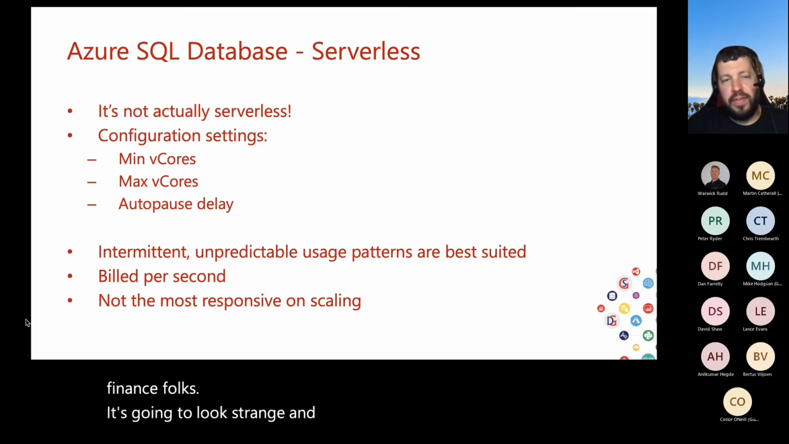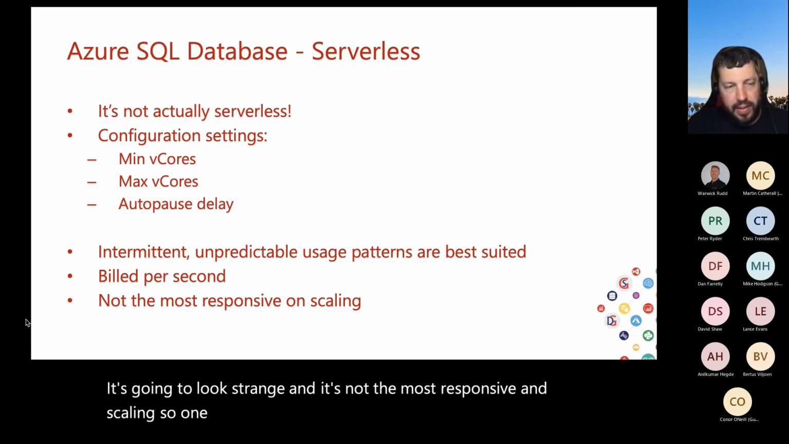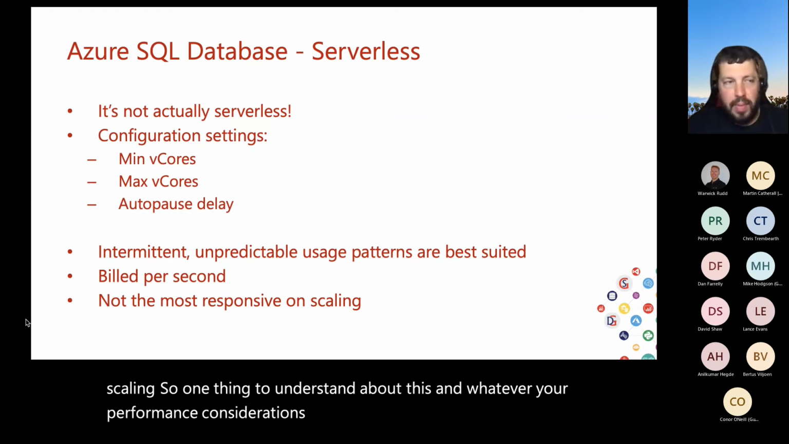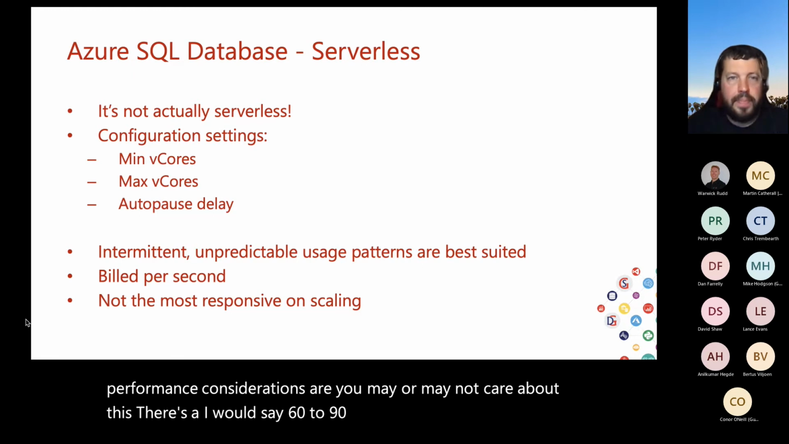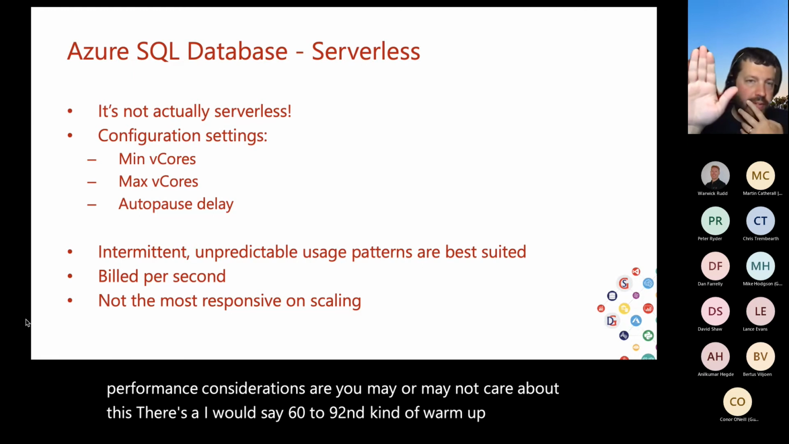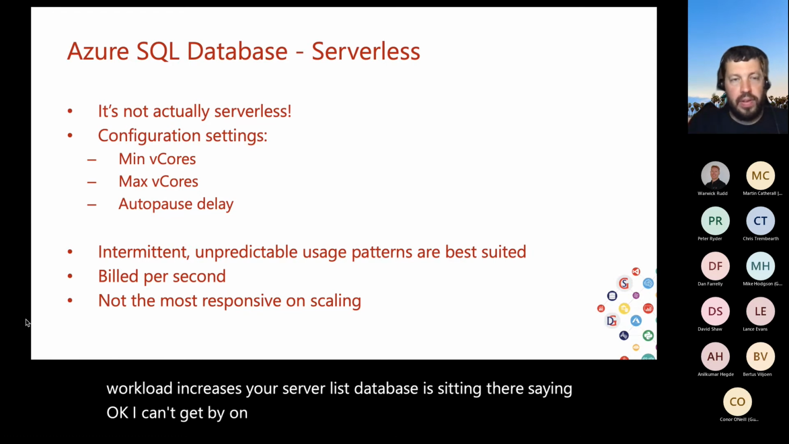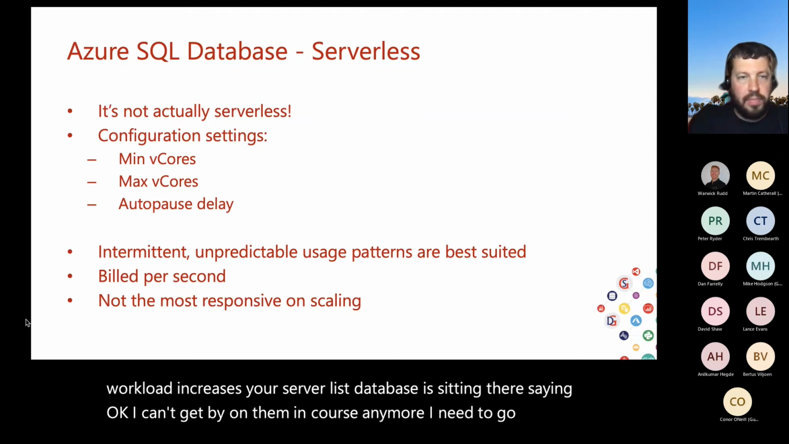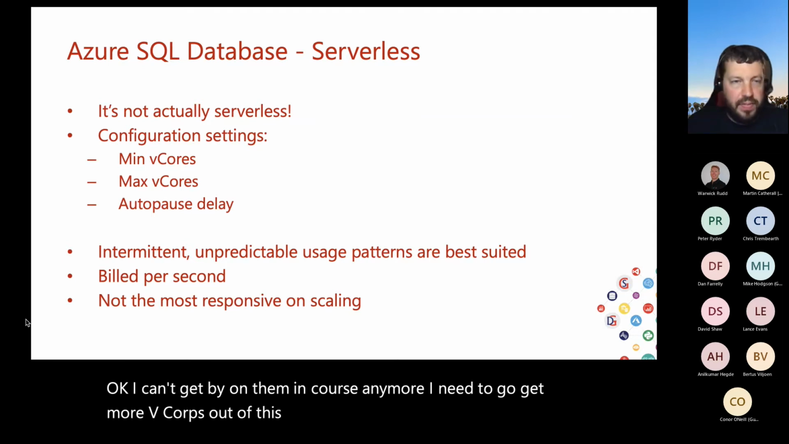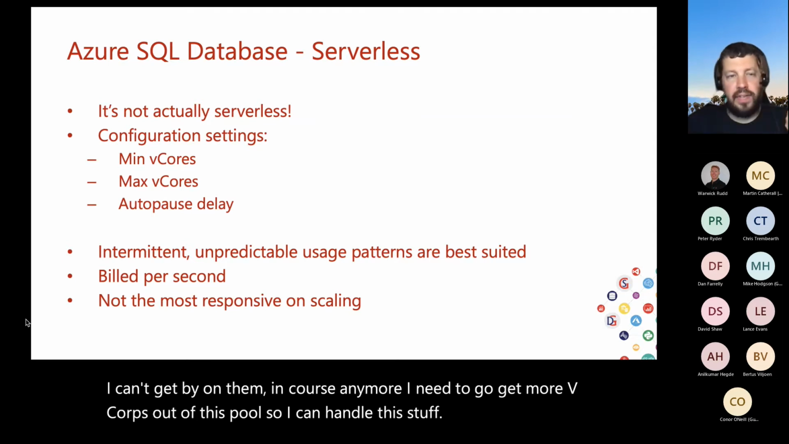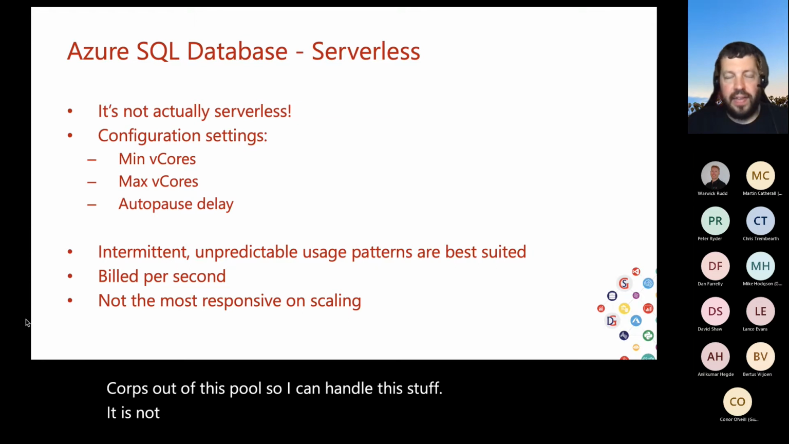It's not the most responsive in scaling. So one thing to understand about this, and whatever your performance considerations are, you may or may not care about this. There's I would say a 60 to 90-second warm up time. As the workload increases, your serverless database is sitting there saying, aha, okay, well, I can't get by on the min cores anymore. I need to go get more vCores out of this pool so I can handle this stuff. It is not sub-second that you get access to that. Like I said, it's a minute-ish.